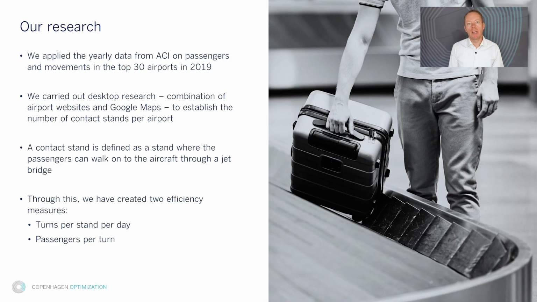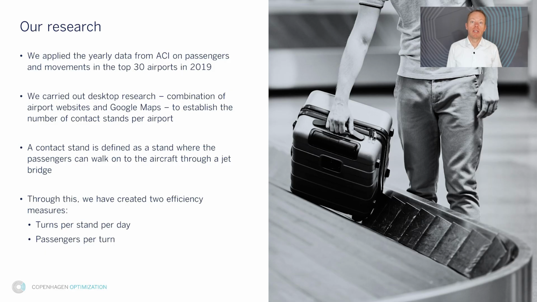The research we did used public sources. We used the data from ACI on the top 30 airports in the world in terms of passengers and movements in 2019. Then we also did research, a combination of Google Maps and the airport websites, to understand how many contact stands an airport actually has. A contact stand is defined as a stand where passengers can walk onto the aircraft. Most likely there will be a jet bridge. It could also be what we call a walk-on, where the passengers have to go outside the building and then go into the aircraft using the air stairs.